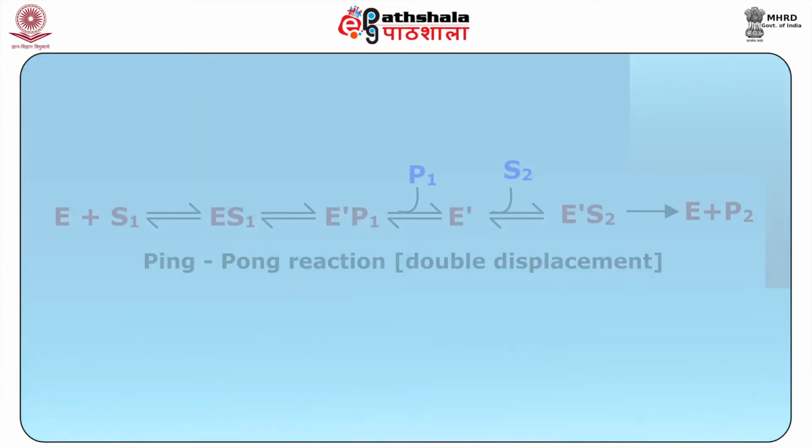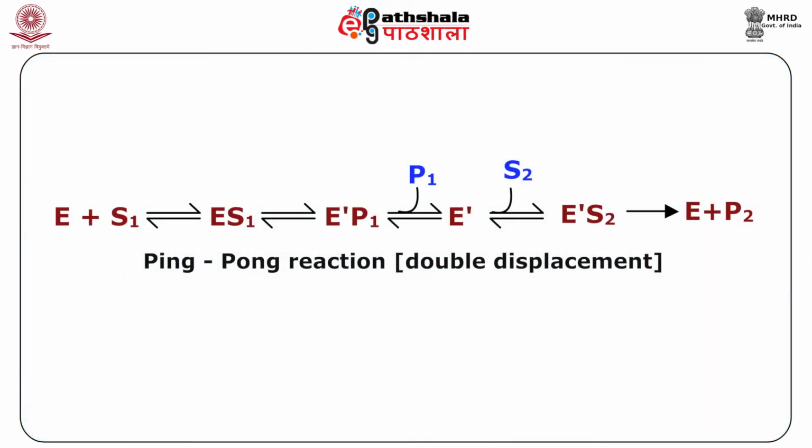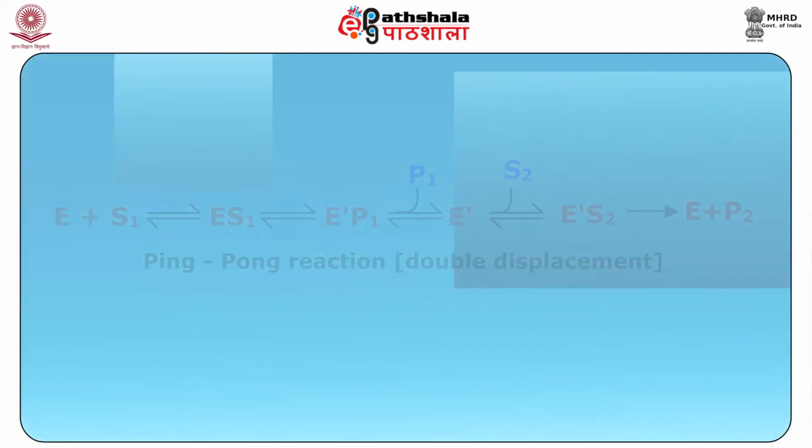The incoming alpha keto acid then binds, accepts the amino group from pyridoxamine phosphate and departs in the form of an amino acid. Now here you can see the sequence of the ping-pong reaction, or so to say a double displacement reaction, and how the pyridoxal phosphate is actually involved in it.